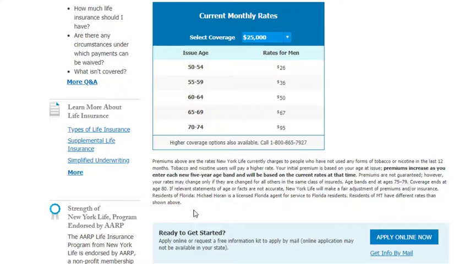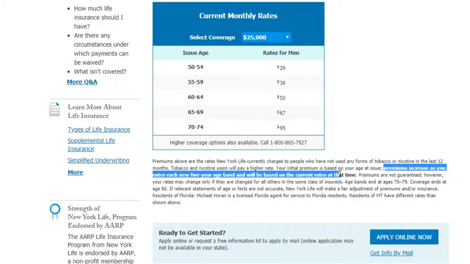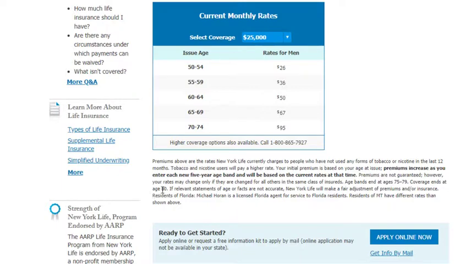Premiums above are the rates New York Life currently charges to people who have not used any forms of tobacco or nicotine in the last 12 months. Tobacco and nicotine users will pay a higher rate. So this is not smoker rates. If you smoke, you pay higher. Your initial premium is based on your age at issue. Premiums increase as you enter each new 5-year band and will be based on the current rates at that time. So not today, but tomorrow, they could be higher than what they are today. Could be lower too. Premiums are not guaranteed. However, your rates may change only if they are changed for all others in the same class. Age bands end at age 75 to 79. Coverage ends at age 80.